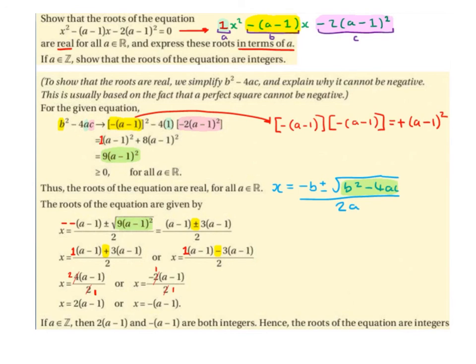So in order to work out this question, it's very important that we learn off by heart that to show that the roots of an equation are real, the b squared minus 4ac cannot be negative. And this is based on the fact that a perfect square cannot be negative. That is because a plus by a plus will give you a plus, and a minus by a minus will also give you a plus.